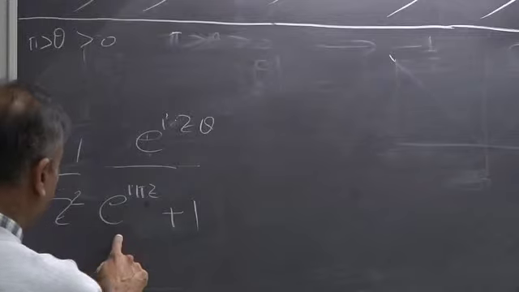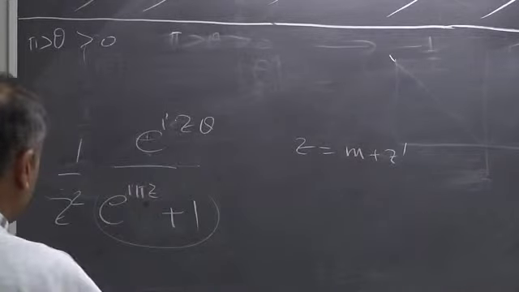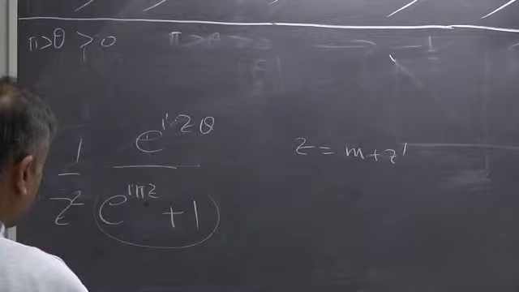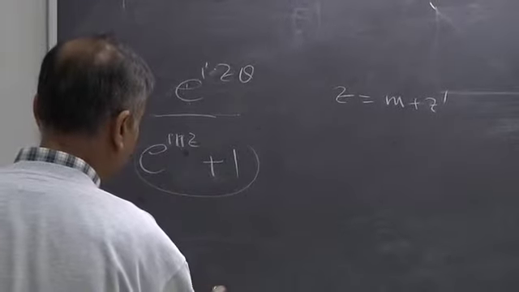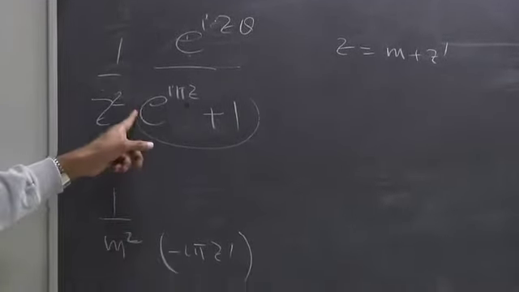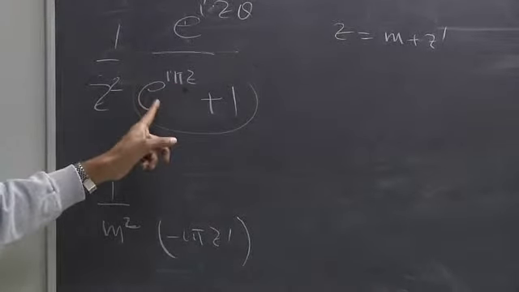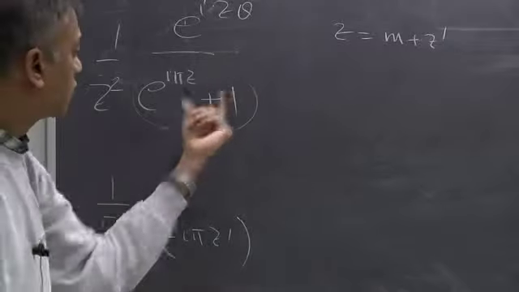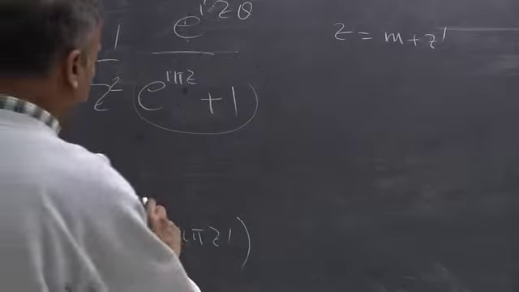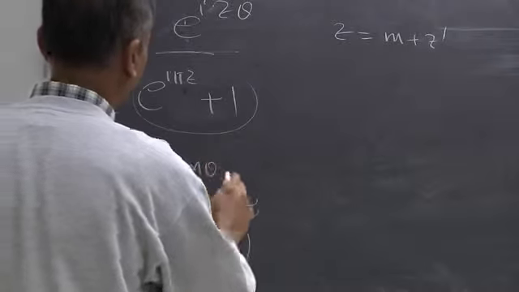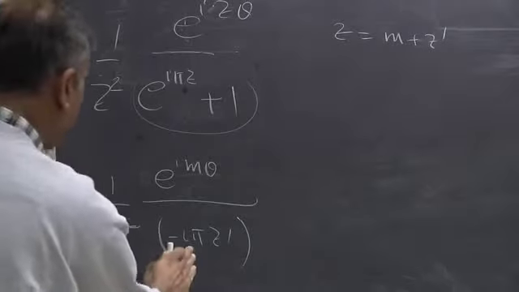At z equal to m, we write z equal to m plus z prime. Then you get here 1 over m squared from here, and this guy is minus i pi z prime, correct? Minus i pi, because there's e to the power of i pi m, but m is odd, so it's minus 1. It's only m odd that has a pole, otherwise it has no pole. So there's an extra minus 1 in that expression, and then from here you get e to the i m theta.